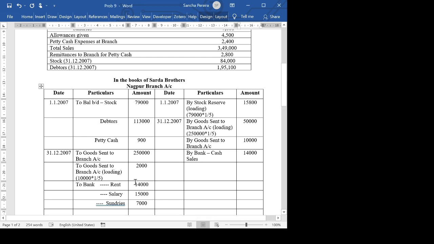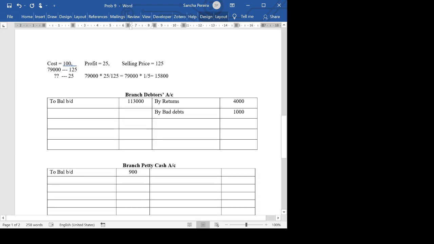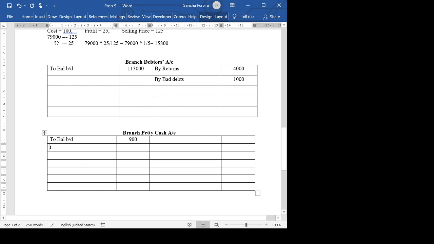Yes, the remittances, because it's the head office sending money to branch. Similarly, here also the head office is sending money to branch. So I would like to add the remittances here for petty cash. That will come to 2,800. And this will also come in the petty cash account. I will show it as to head office, that is the money has come from head office. Remittance means an amount has been sent. 2,800.